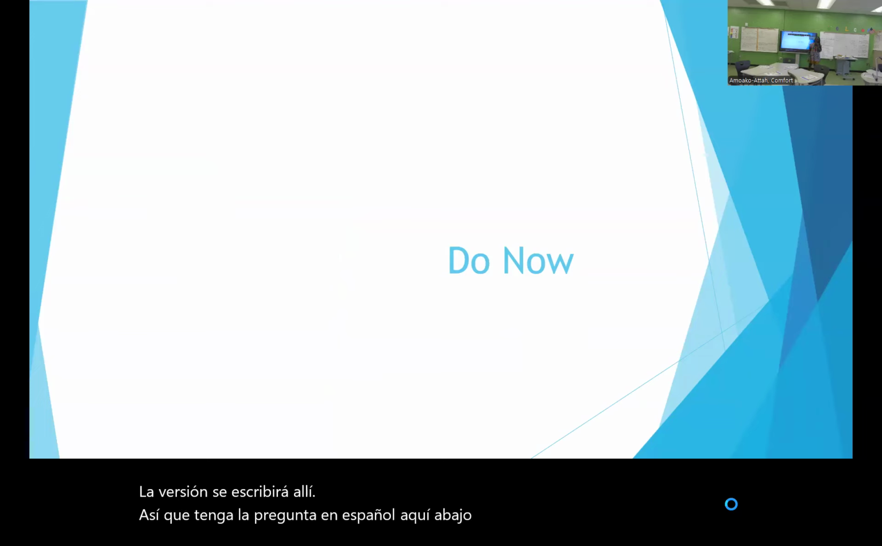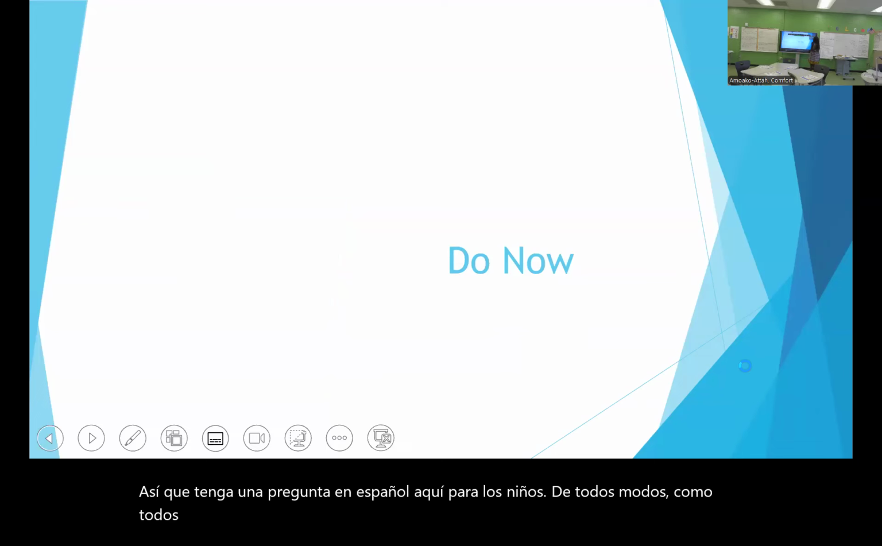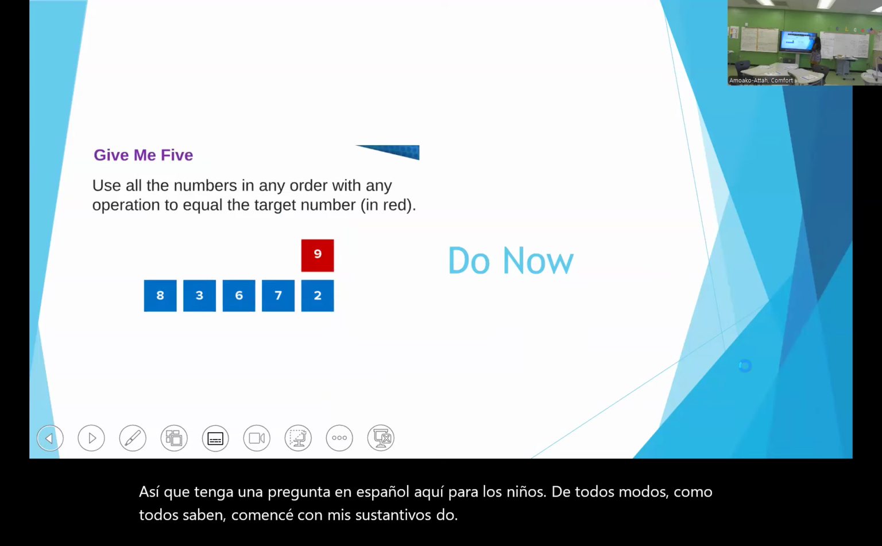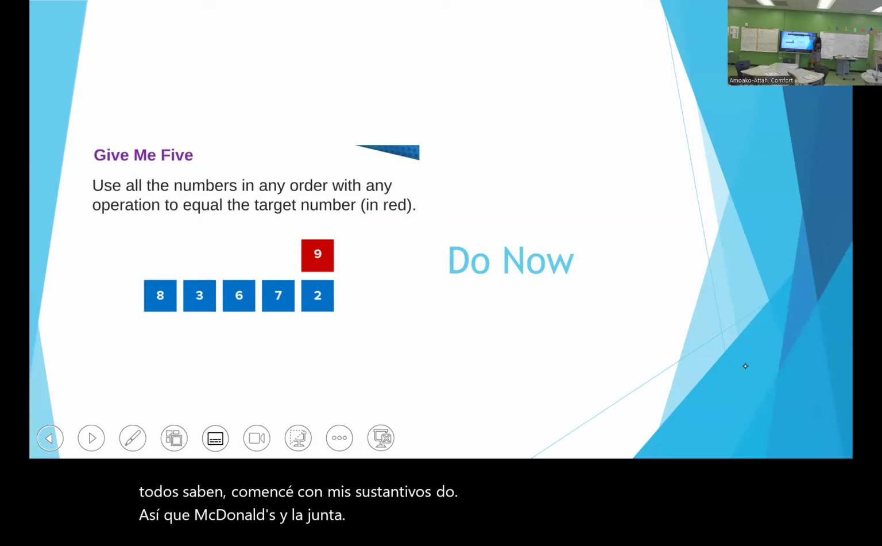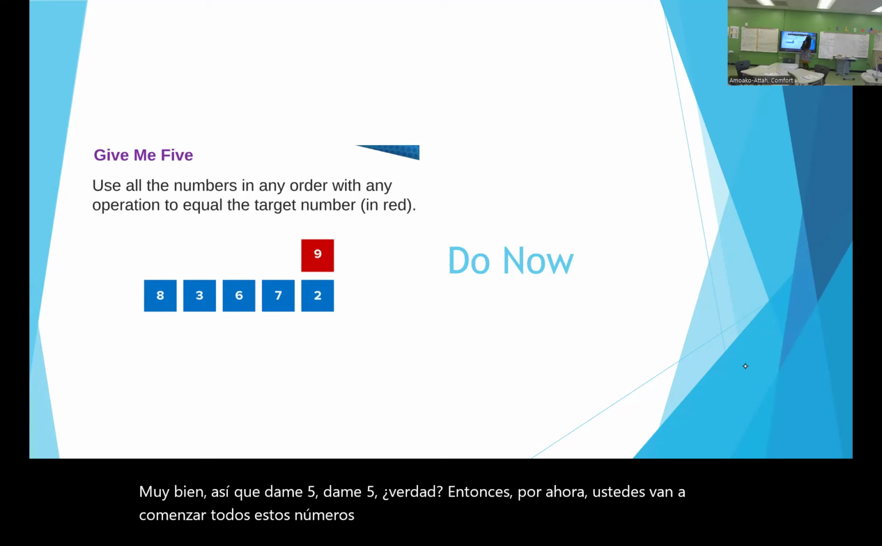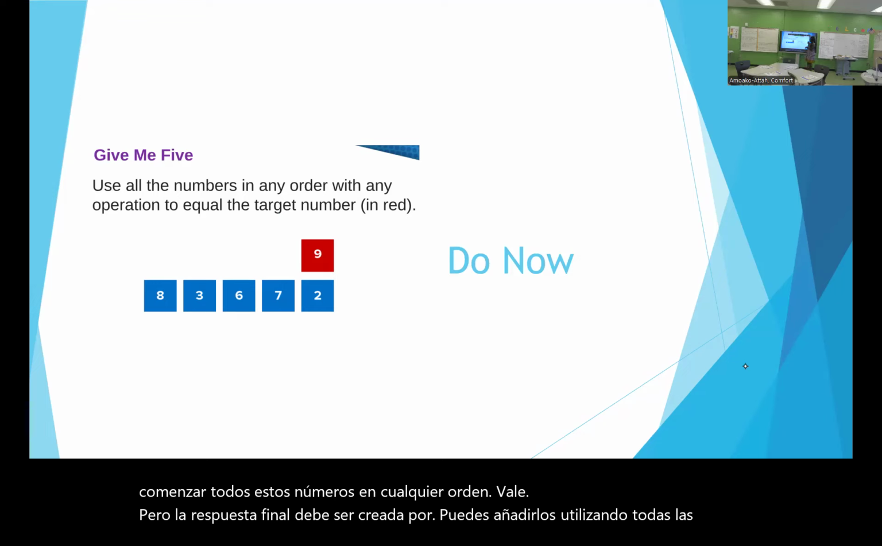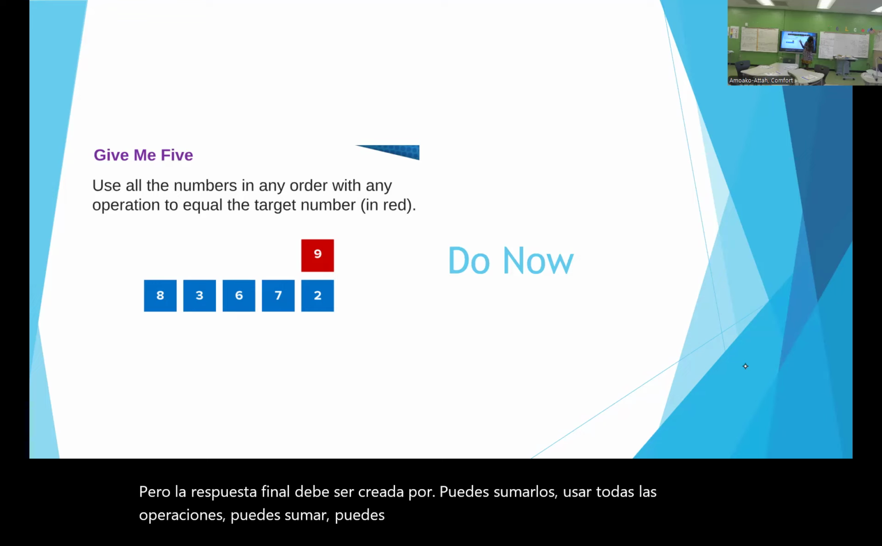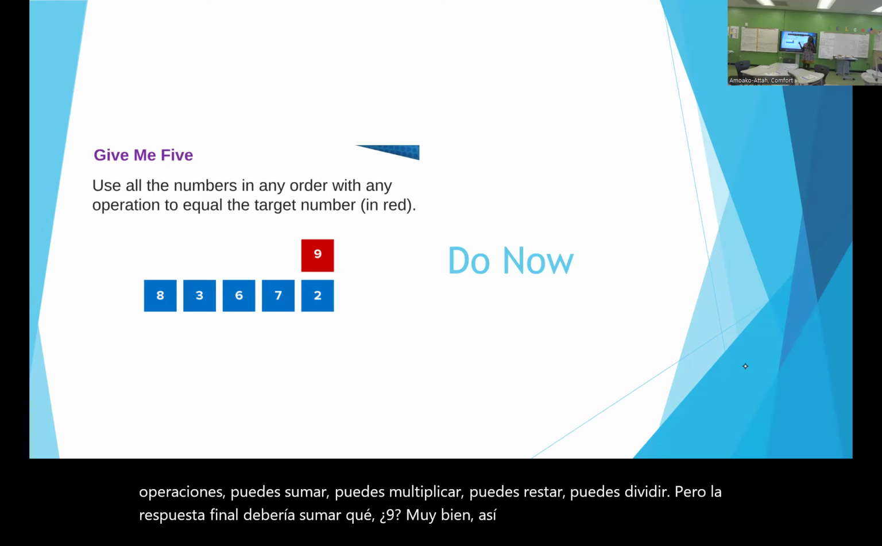Anyways, as you all know, I start with my do nows. So I have my do nows on the board. All right, so give me five. For the do now, you are going to add all these numbers in any order, but the final answer should equate to 9. You can use all the operations: you can add, multiply, subtract, and divide. But the final answer should add up to what? 9. All right?